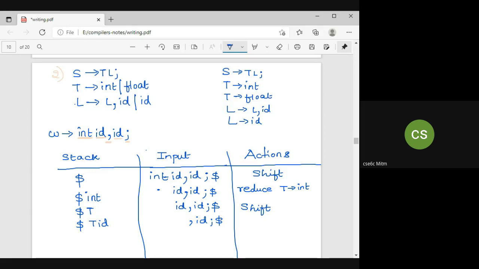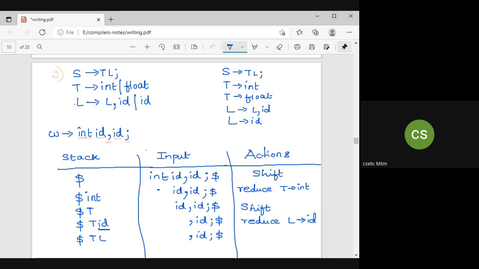Next is check if any of the substring can be matched with the head of the production. So this is the substring id. It can be matched with some head. Which is that head here? L goes to id. So we are going to take the action of reduce. Reduce with L goes to id. So this is going to now become T capital L. What remains here? Comma id semicolon dollar.